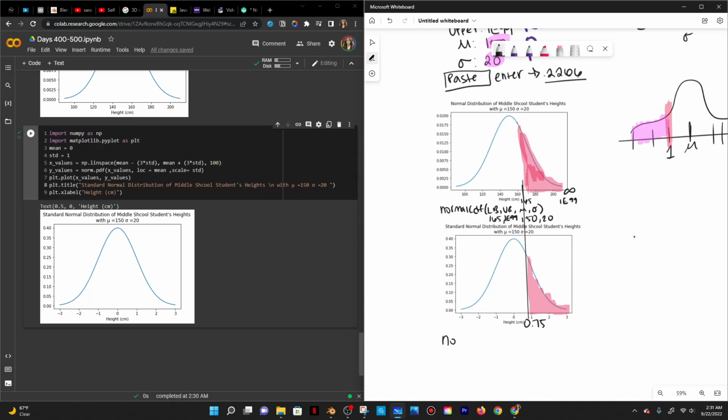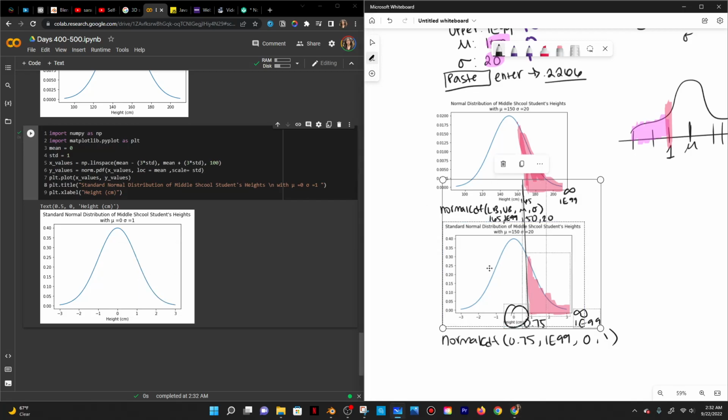So in this case, it would be normal CDF. Lower bound would be 0.75. Upper bound would be 1e99. That doesn't change because it's still infinity. Then it would just be 0 and 1, because the standard normal distribution has a mean of 0 and a standard deviation of 1, which I probably should have fixed over here. 0 and 1. Let me fix that.